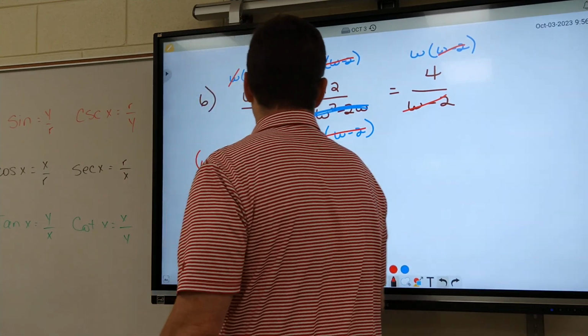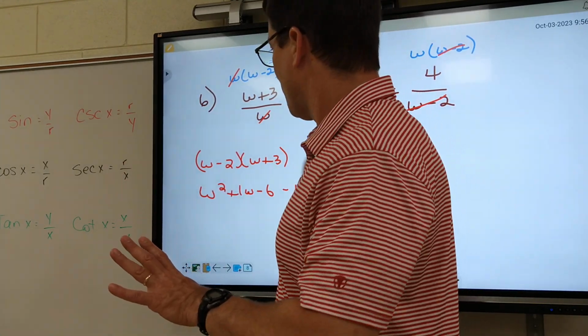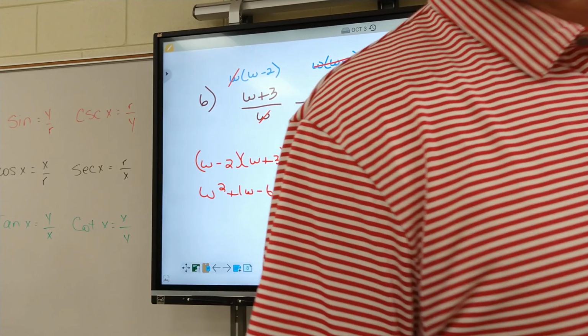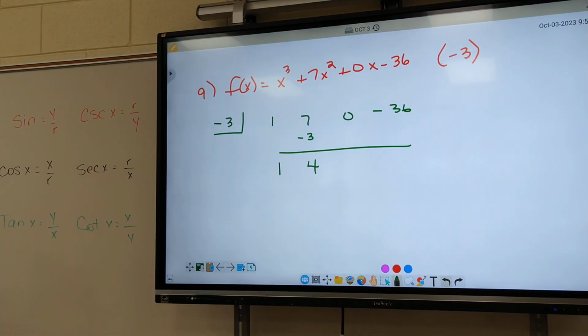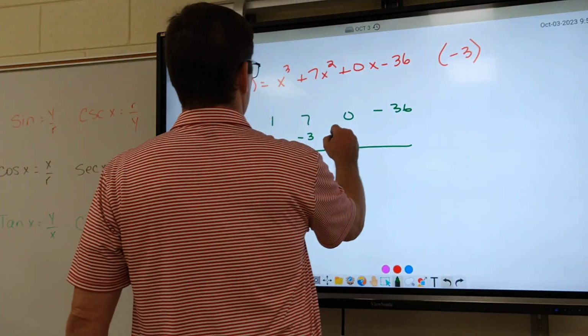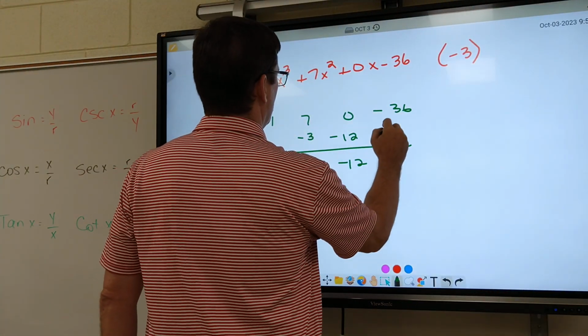I'm going to stop here. I'm going to let y'all move everything over to the left side and do quadratic formula. I got negative 12, add them up, 36.